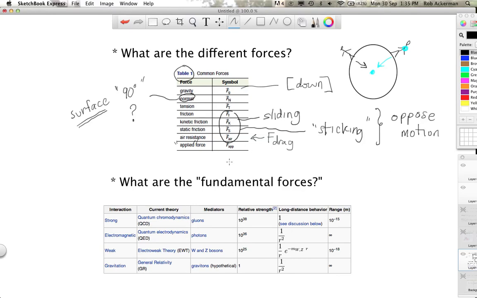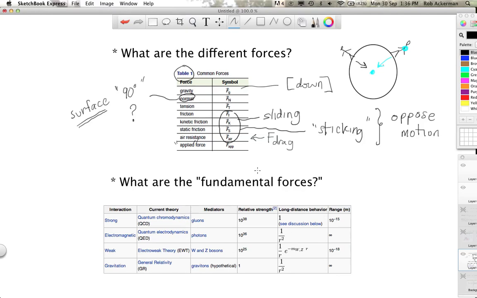And finally, the applied force. I guess any force could be considered an applied force. For example, gravity is just the Earth applying a force on you down toward the center. The engine of a car applying a force to turn the wheels, and the wheels subsequently pushing on the ground, and the ground subsequently pushing on the car to make it go forward.